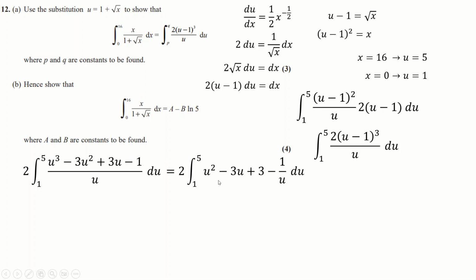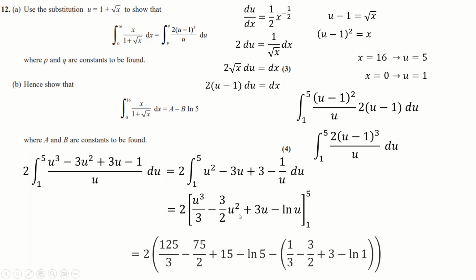And this is definitely integrable. U cubed over 3, 3 over 2u squared, 3u, and then log u at the end here. 1 over u integrates to log u, remember. And then we can put the 5 and the 1 in, and we'll end up with this, and then we can sort it out in the calculator, and we get this, and that will be the answer.